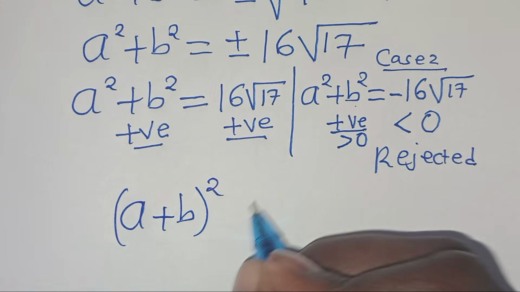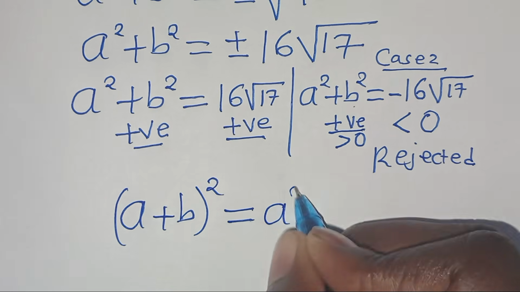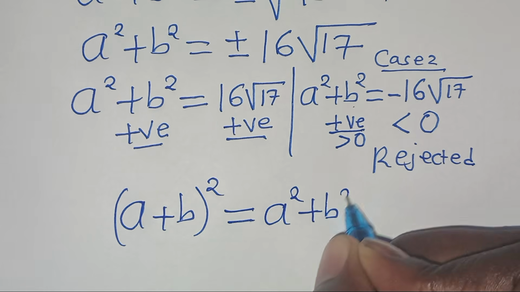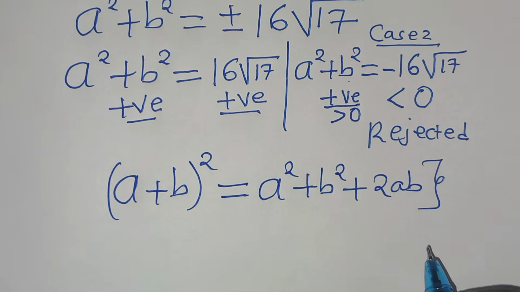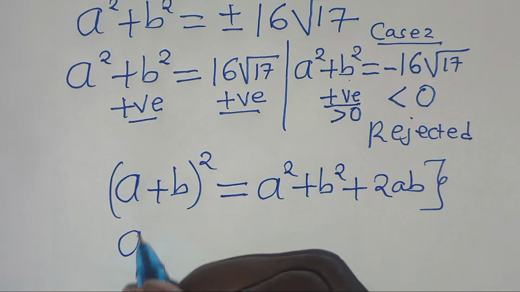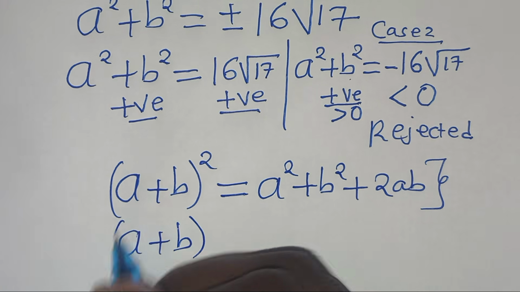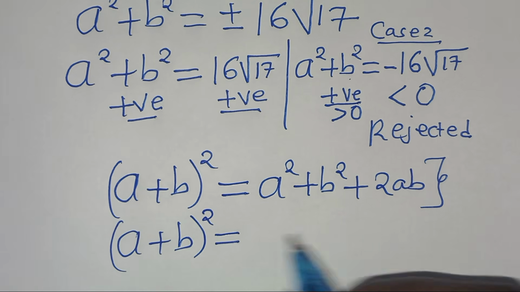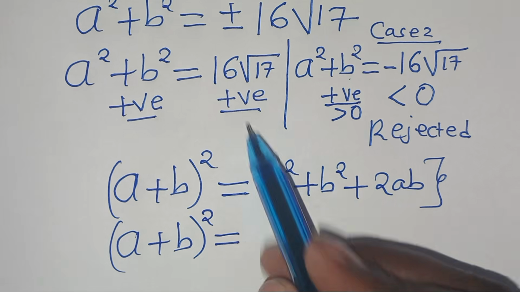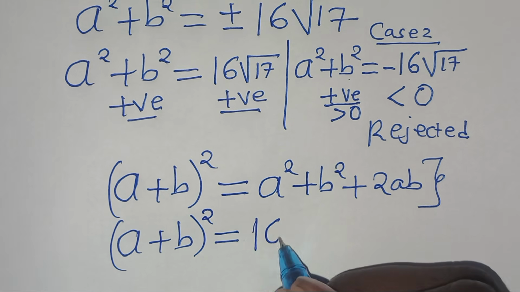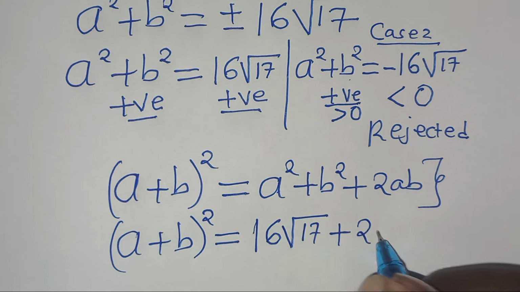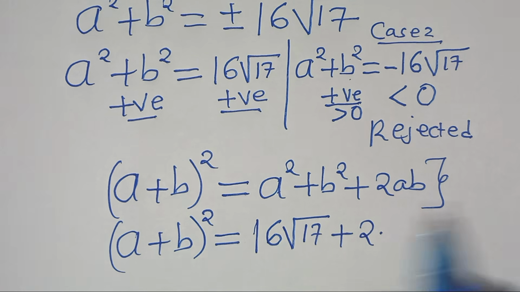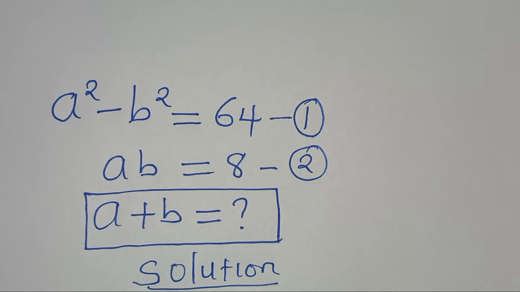Now, the next step is that we know that a plus b raised to the power of 2, this is the same thing as a to the power of 2 plus b to the power of 2 plus 2ab. Now, this is to mean that we have a plus b raised to the power of 2. This is equal to a squared plus b squared. This is equal to 16 square root of 17, then plus 2 multiplied by a times b. A times b here, this is the same thing as 8. So we have a times b, this is equal to 8. So let's substitute 8 here.